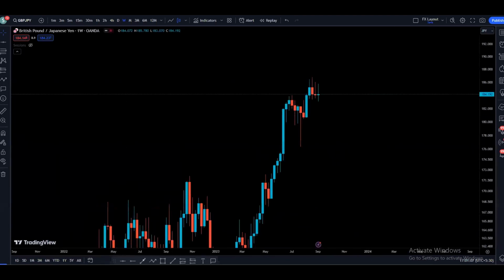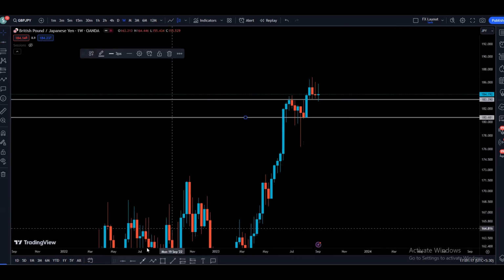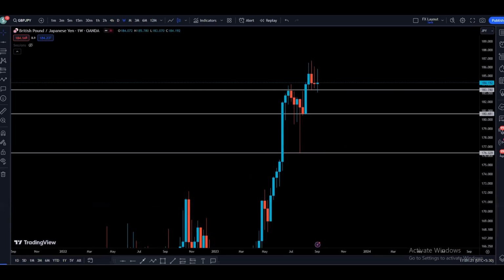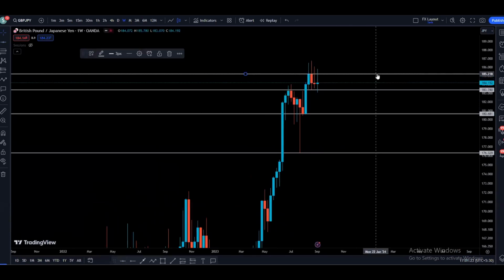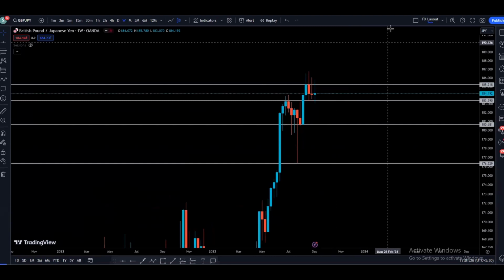And at the same time, we can see that we have this support. Then there is going to be another support. So we have another support, and then there is one more support. And at the same time, we have this resistance right here. So now we can see that the last weekly candle basically closed with a rejection to the upside and a rejection to the downside, and with a small bullish body.